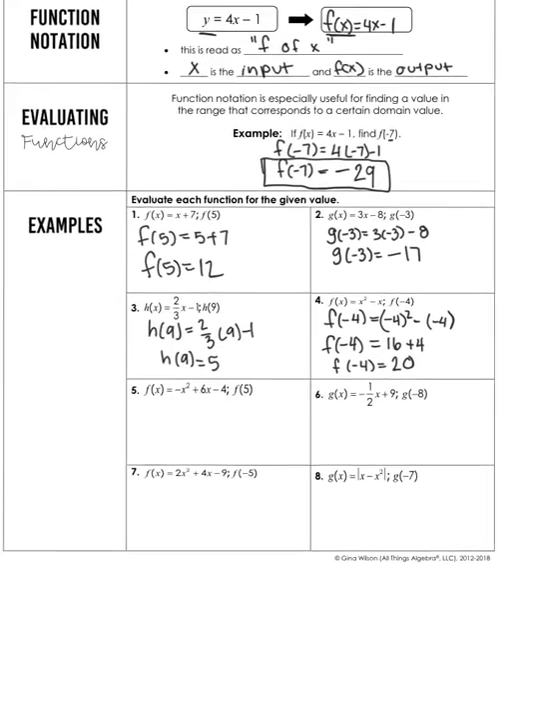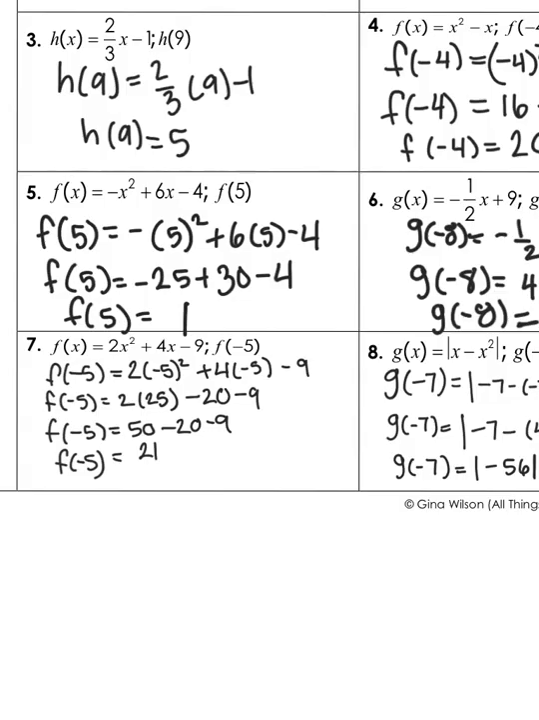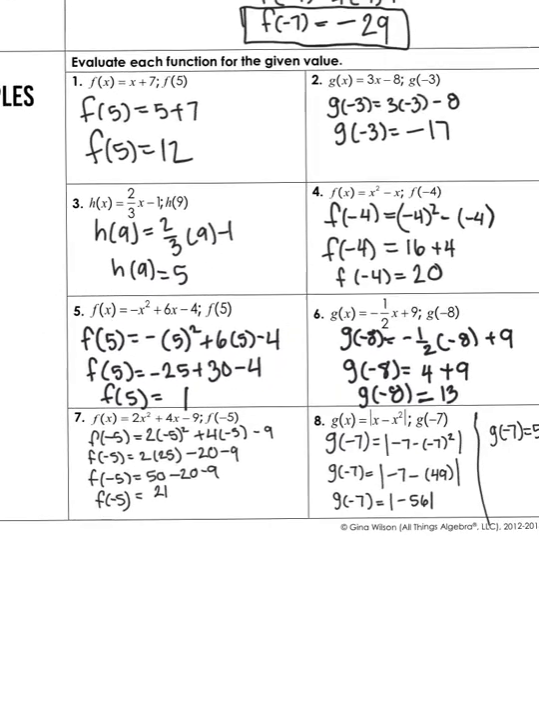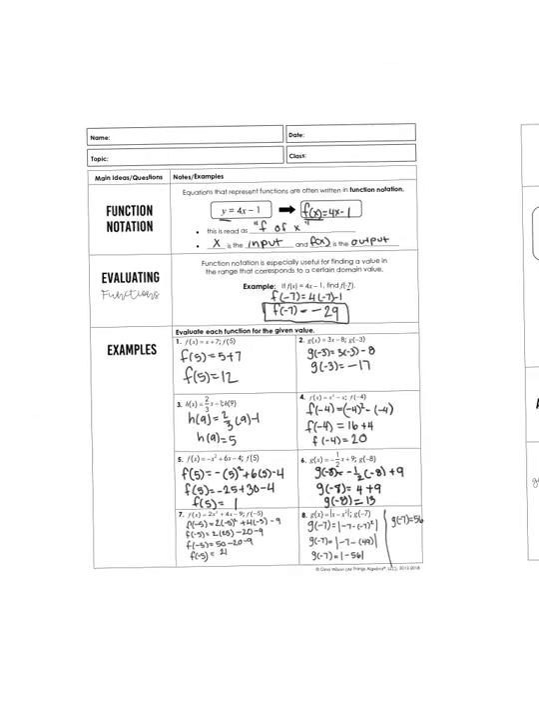Alright, so I want you guys to pause this video and try the next 4 on your own, and then we'll go over them. Alright, so for question 5, we're finding f of 5 when f of x equals negative x squared plus 6x minus 4.